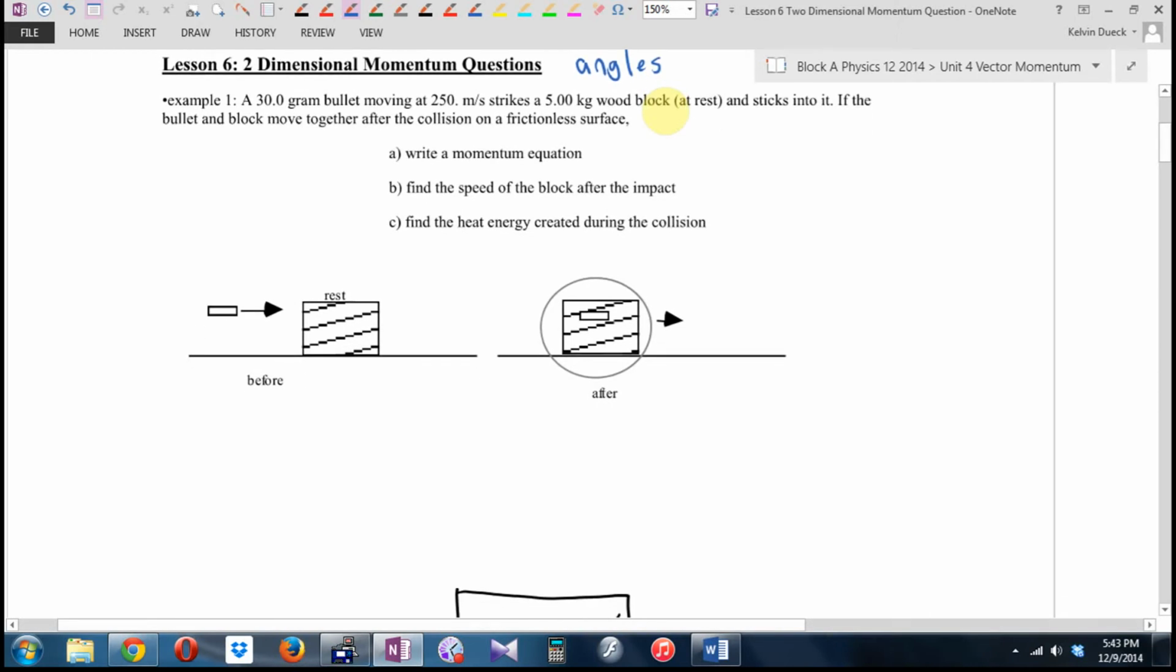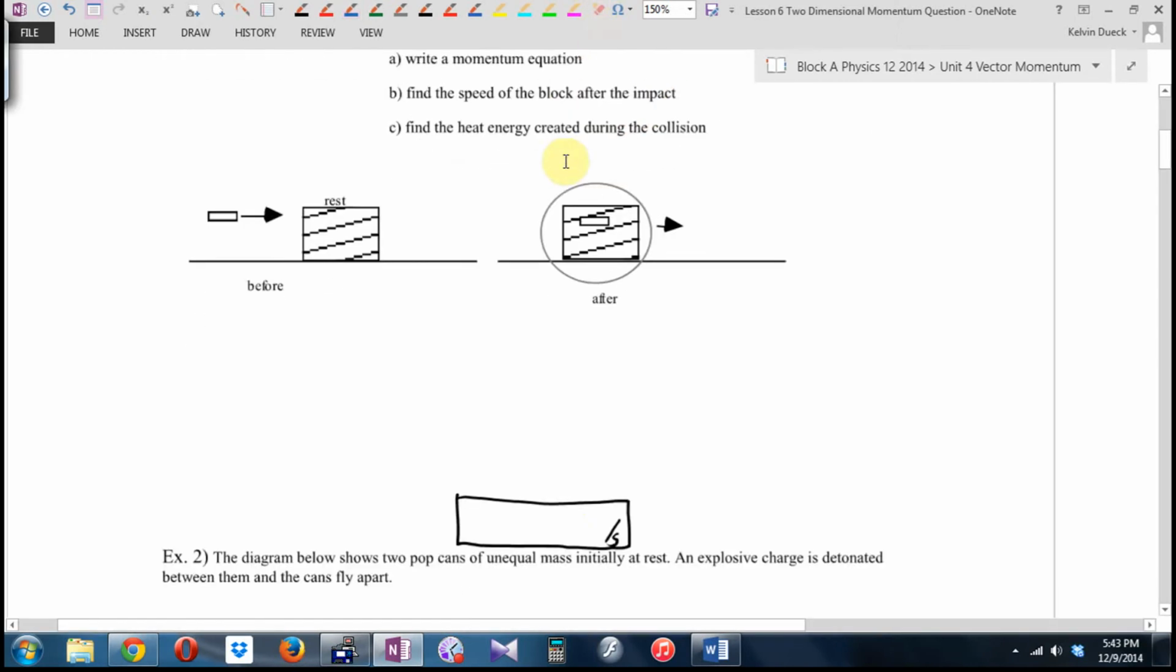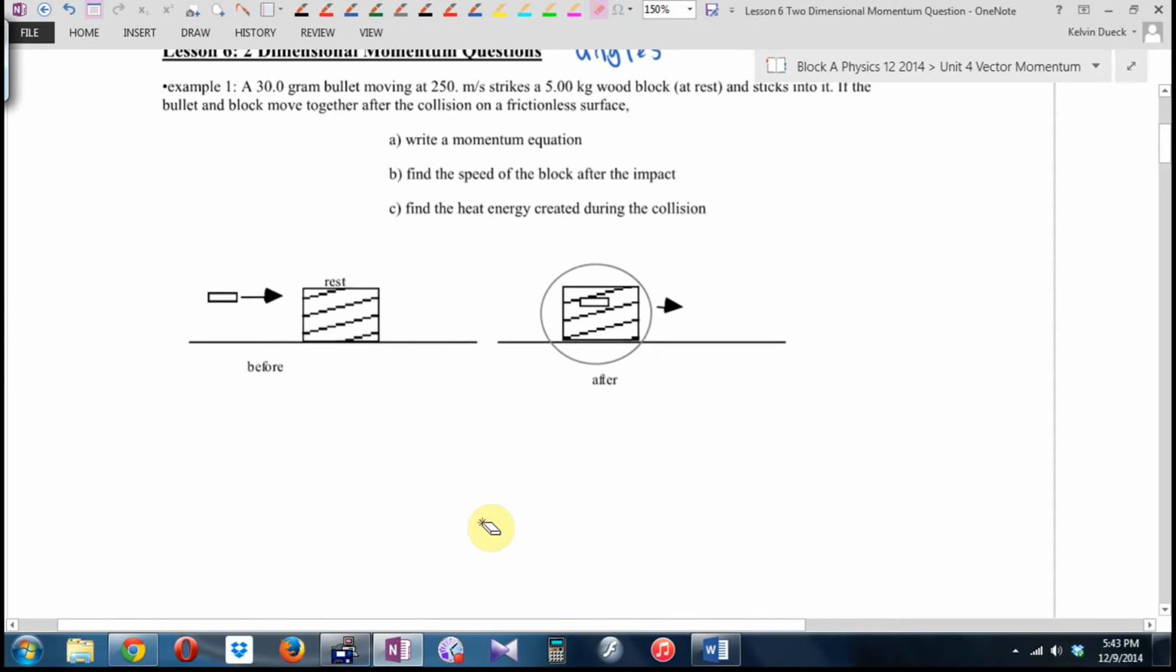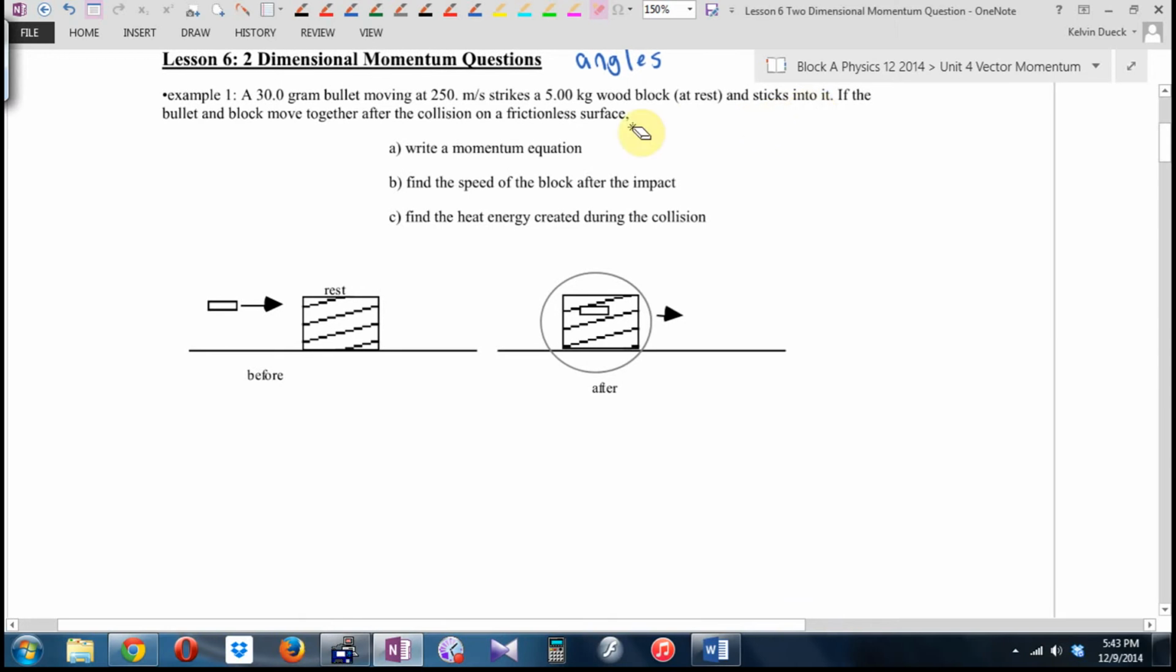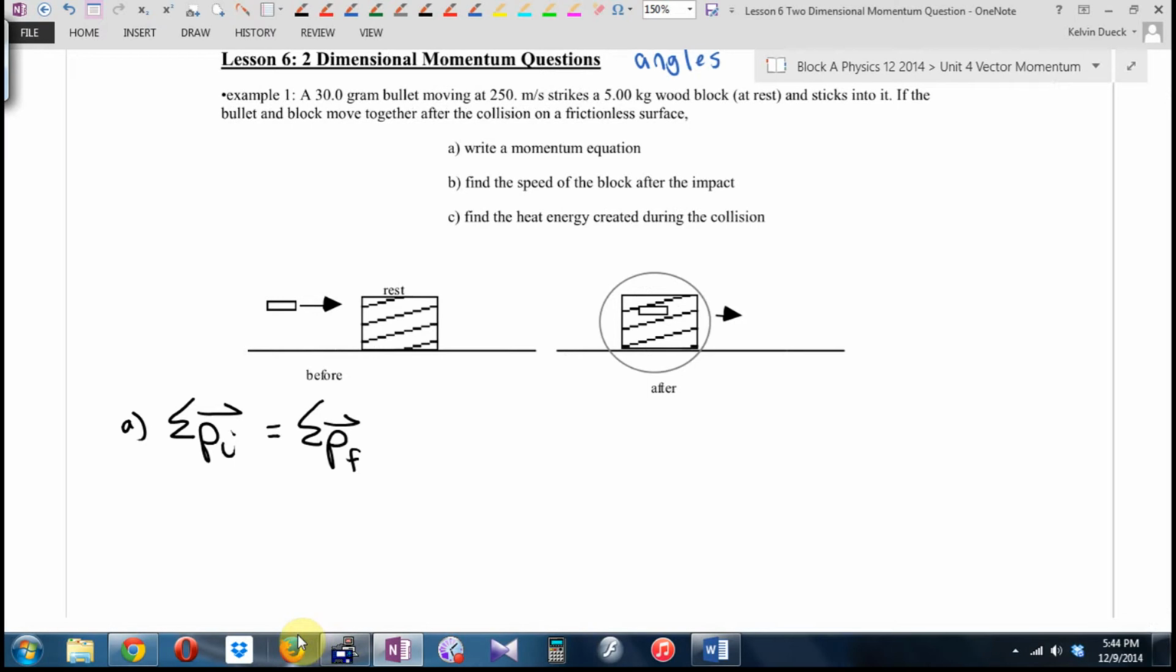Example 1 says, a bullet is moving at 250 meters per second. It strikes a 5-kilogram wood block at rest and sticks into it. If the bullet and the block move together, A, write a momentum equation. Well, it's a collision. The sum of all the momentum before equals the sum of all the momentum after. There's A. B says find the speed.